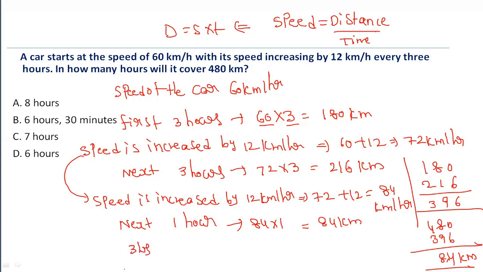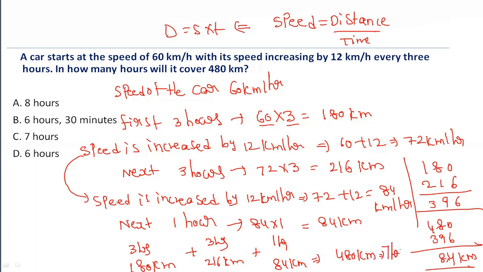So first 3 hours, it is nothing but 180 kilometers. And then next 3 hours, it is nothing but 216 kilometers. And then finally for the last 1 hour, it is nothing but 84 kilometers. So likewise, total 480 kilometers will be covered in how many hours? It will be covered in 7 hours.